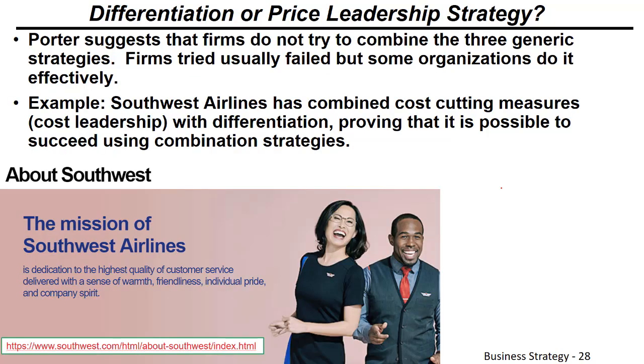Porter suggests that firms should not try to combine the three generic strategies. The firms who have tried often fail, but there are some organizations that have done it effectively. An example is Southwest Airlines, which has combined cost-cutting measures, which give them cost leadership, with differentiation. And it provides the airline the possibility to succeed using this combination strategy.